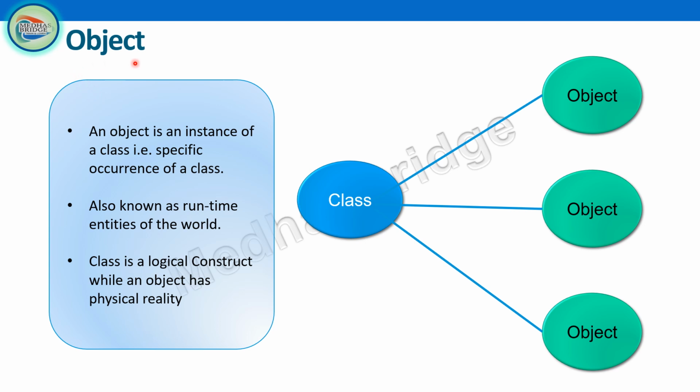What is meant by an object? An object is an instance of a class, a specific occurrence of a class, also known as a runtime entity of the world. A class is a logical construct while an object has a physical entity. We have the class like a template, and instances of the class are known as objects. We have three instances of the same class called three objects.